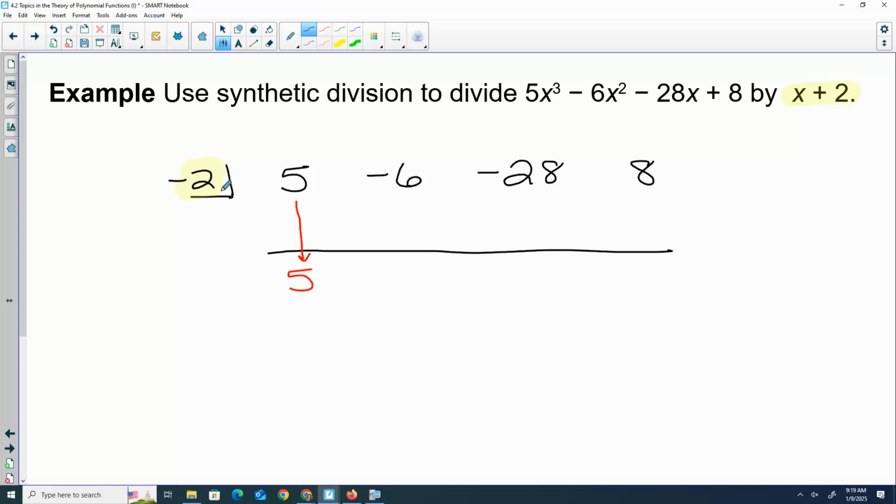So you do 5 times the number in the box. So 5 times negative 2, negative 10. And on this line we're just adding. So negative 6 plus negative 10, negative 16. Multiply. Negative 16 times negative 2 and add. Negative 28 plus 32. Multiply. 4 times negative 2 and add. 8 plus negative 8 is 0.